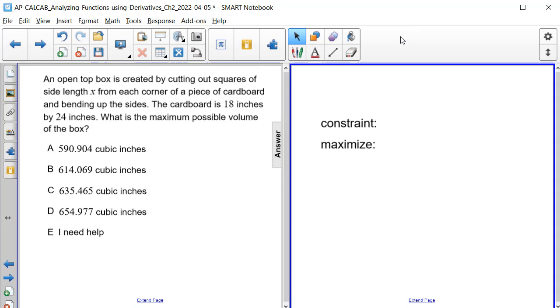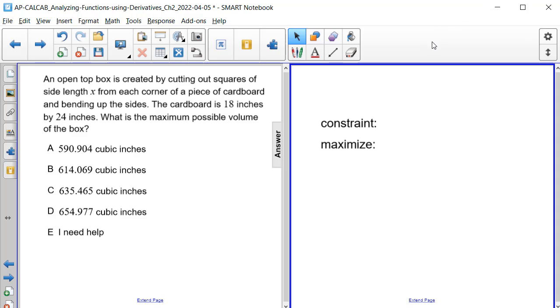An open top box is created by cutting out squares of side length x from each corner of a piece of cardboard and bending up the sides. The cardboard is 18 inches by 24 inches. What is the maximum possible volume of the box?